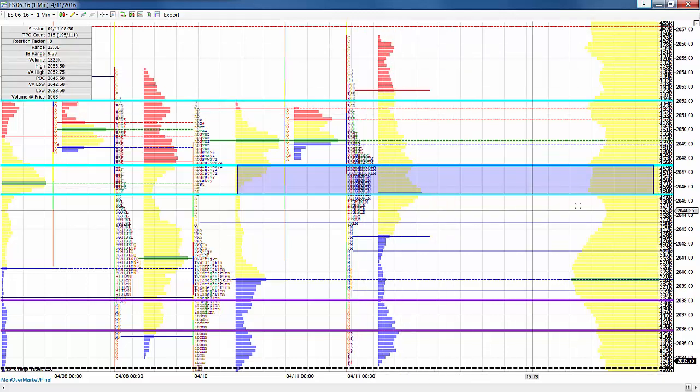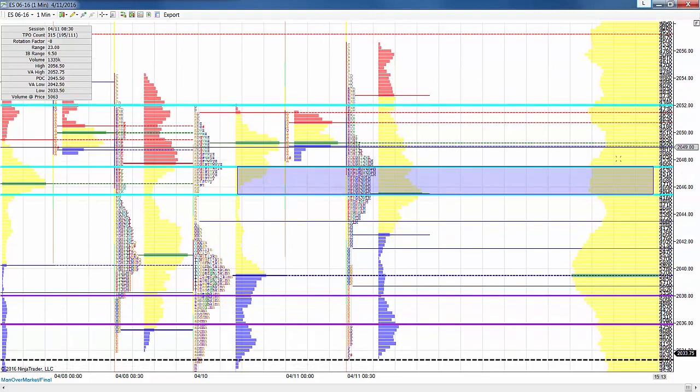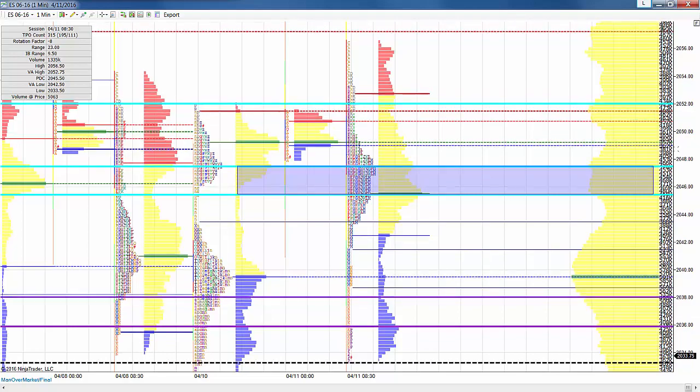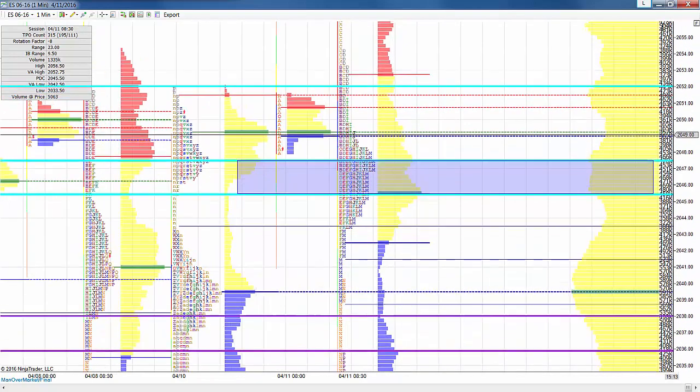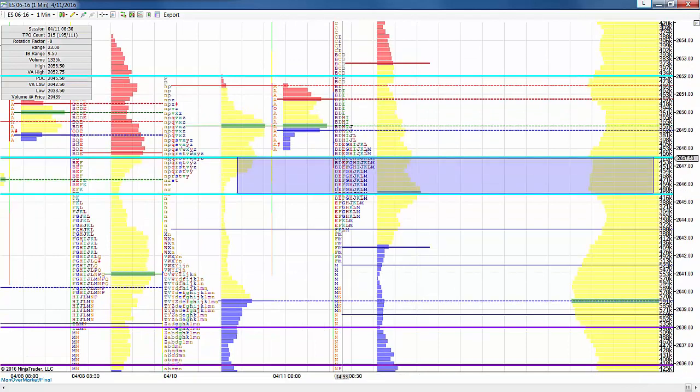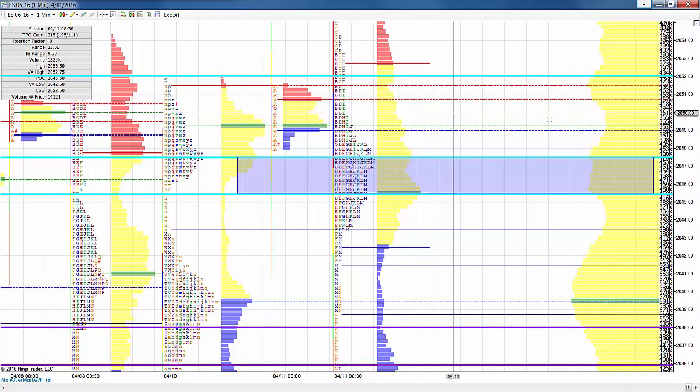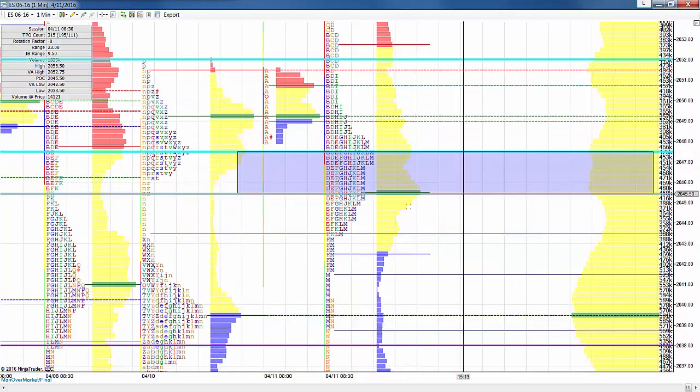So I'm going to show you a way to look at the profile afterwards and understand how much these algos play games with you. Excuse my language, but they just go out there. I'm so mad that the CME allows these guys to go in there and manipulate the market. They shouldn't allow them to do it.